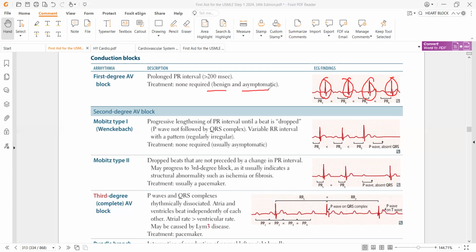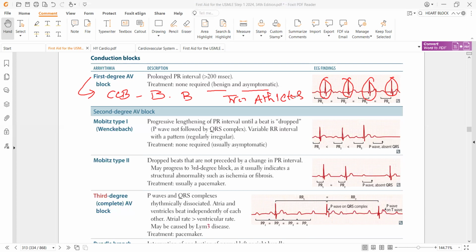Okay. So what are the causes of first degree AV block? Calcium channel blockers, beta blockers, and a trained athlete, right? Okay. So one more thing, that is again high yield stuff.